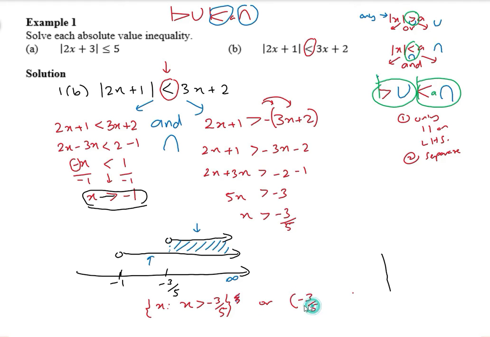-3/5, open bracket here, because there's the open circle, comma, and it goes to infinity, and open bracket there. Okay, you can write your answer like this or like this.